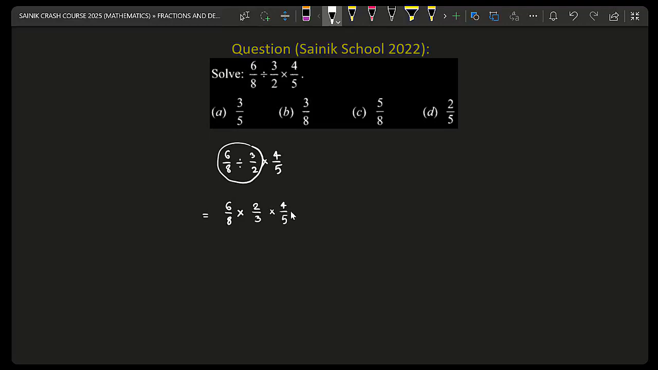Can you do cuttings between these three fractions? Yes, sir. Can you suggest how to simplify this? Sir, 4 ones are 4, 2 fours are 8. 4 twos are 8. Sir, 2 to cut. Okay, two ones, two ones.